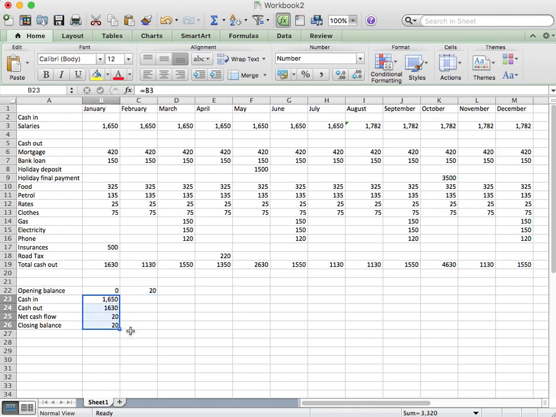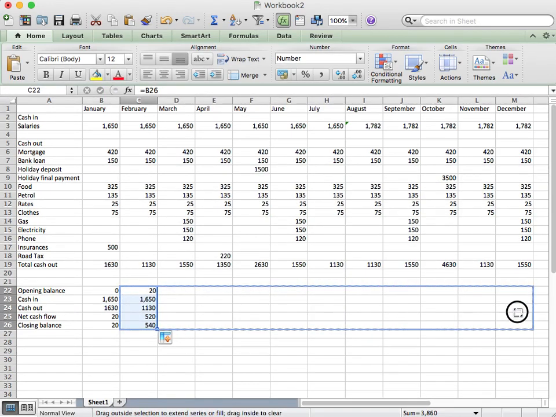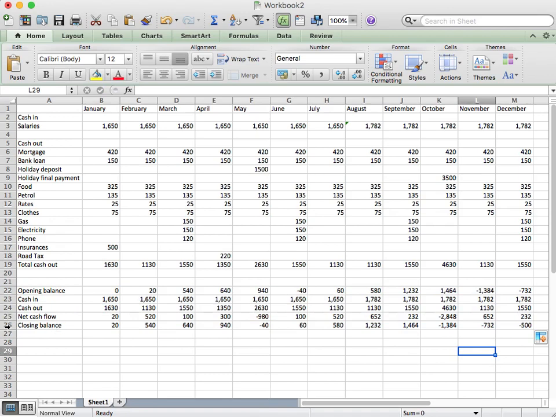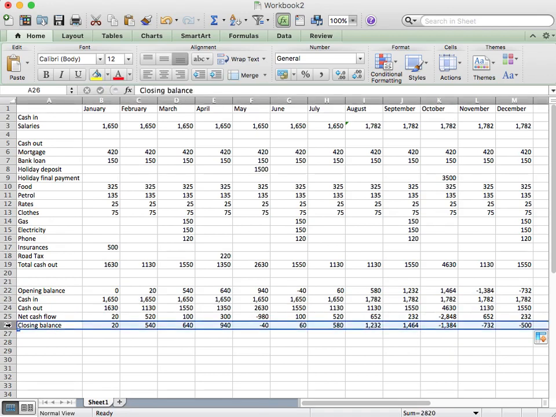And just to finish this all off, I can copy those cells across, then pick up those cells, copy all of those across. So now I have in that line there the closing balance in every period.